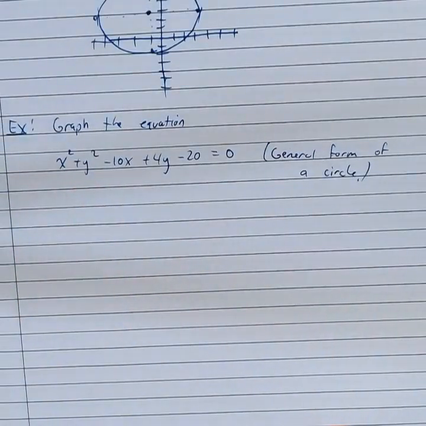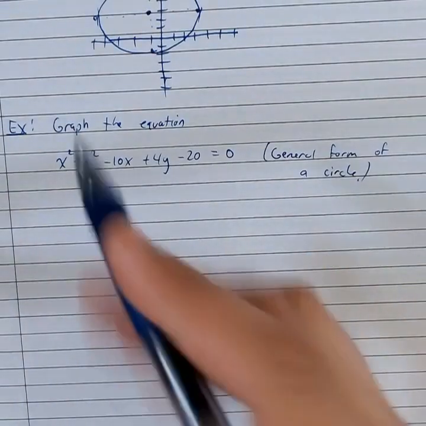So here we go. We're going to complete the square. The first thing we're going to do here is we're going to rewrite things a little differently here.